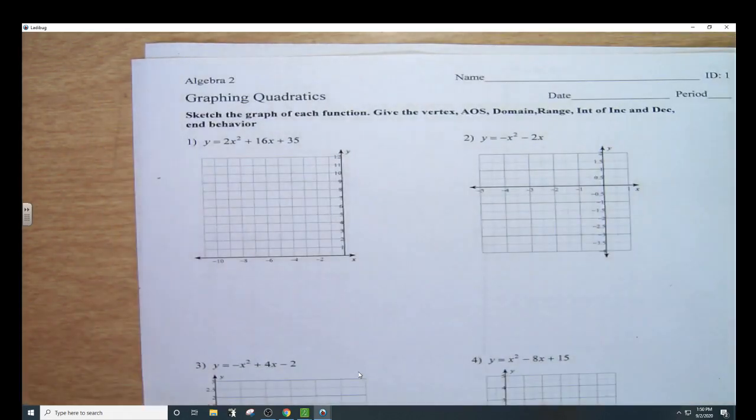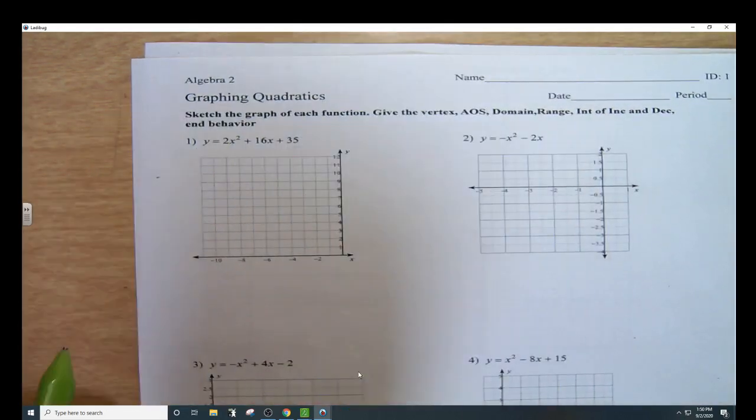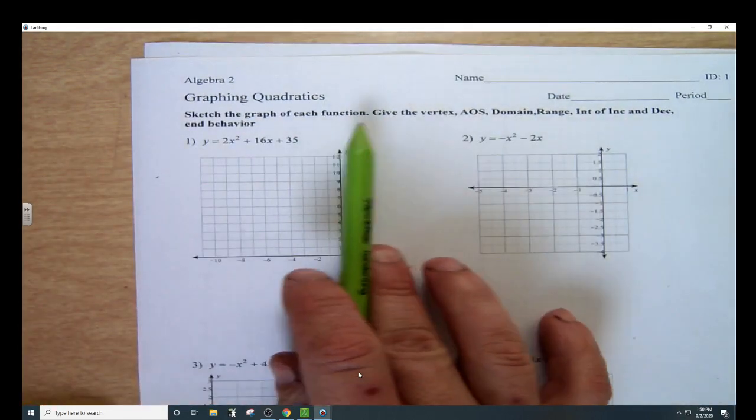Now, the first thing we're going to do is sketch the graph of each function, get the vertex, axis of symmetry, domain, range, intervals of increase and decrease, and end behavior. The only thing we haven't gone over so far is end behavior. Okay. So now, let's get the vertex first.